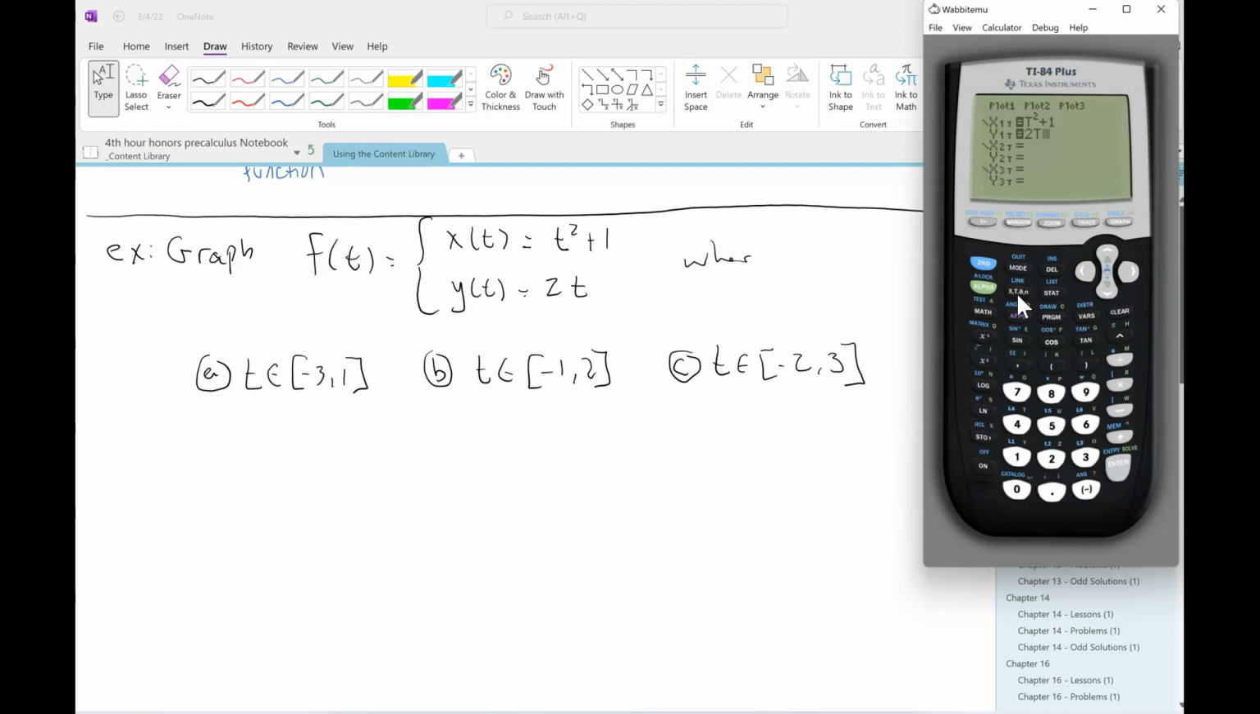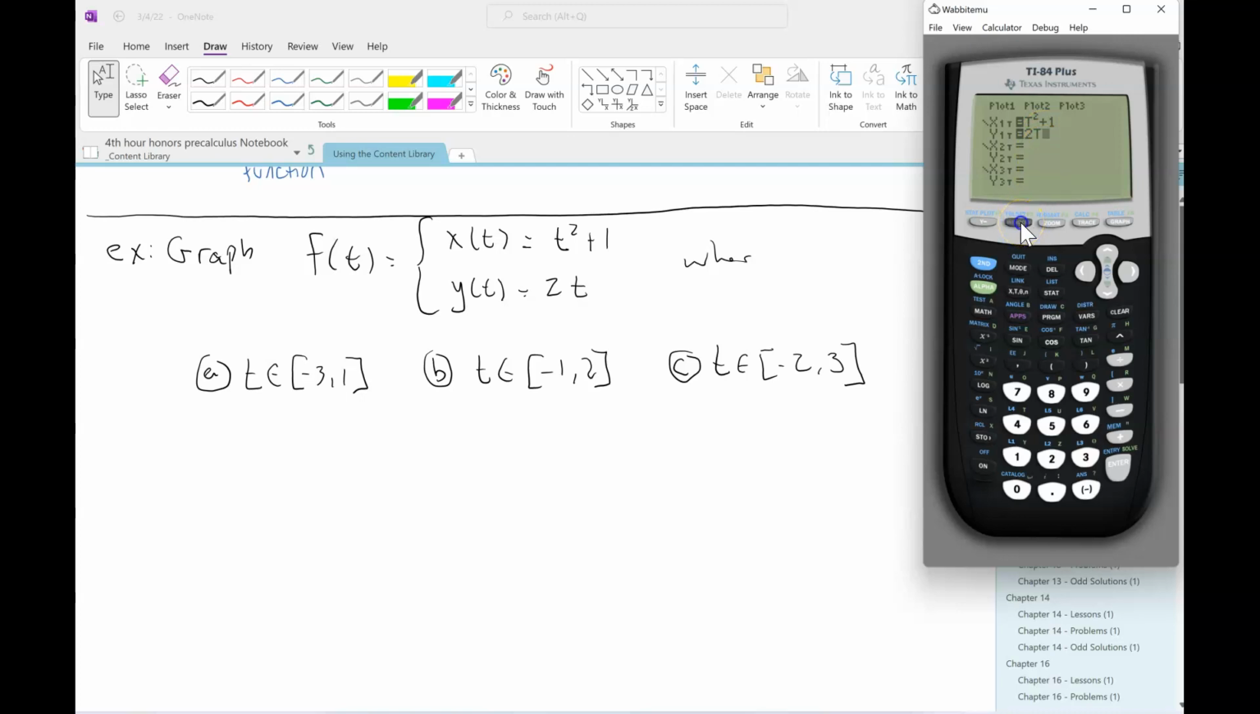So this is the parametric function I've typed in. Everybody's okay with that? So I did one equation in the x line and the other equation in the y line. Every parametric function needs two equations. It needs an equation for the x coordinate and an equation for the y coordinate. Both of those equations should be in terms of t. Is everybody okay with that?